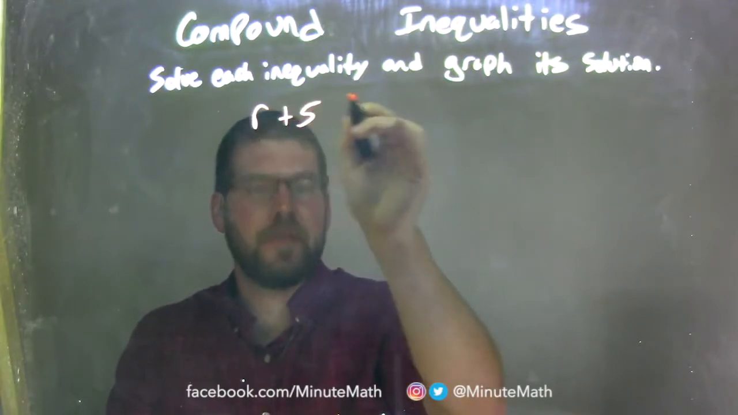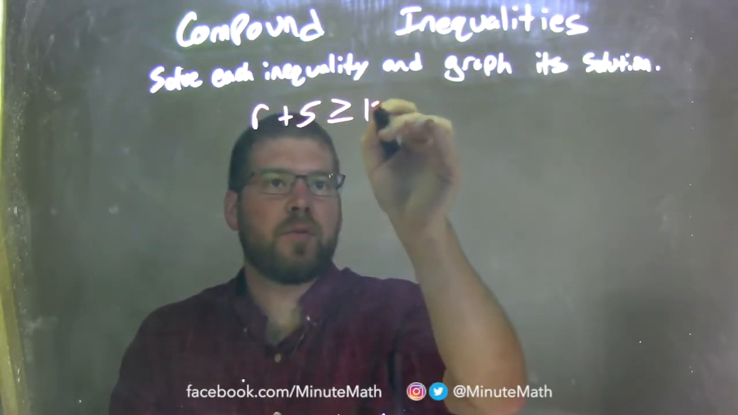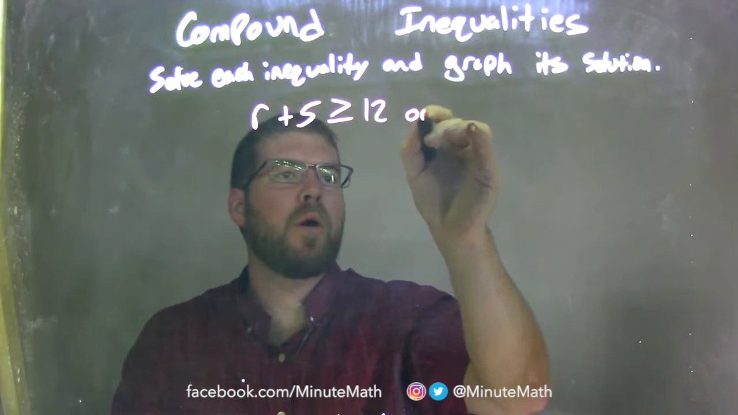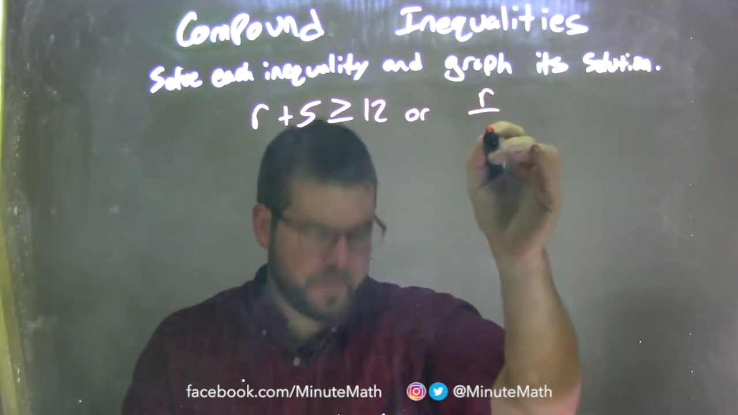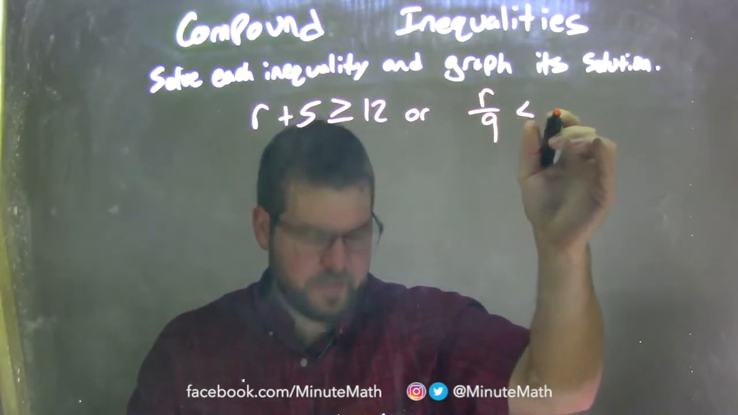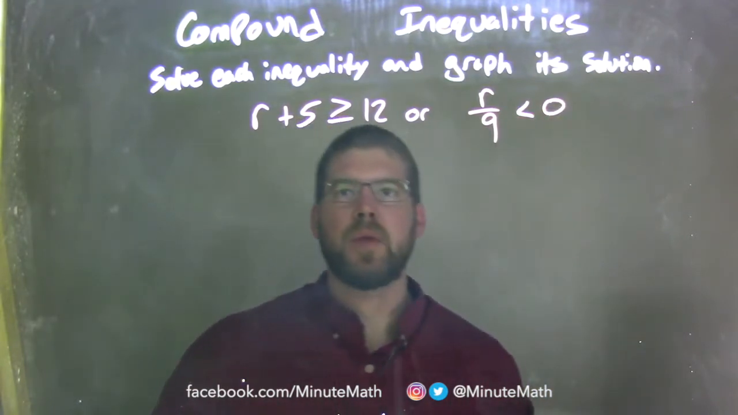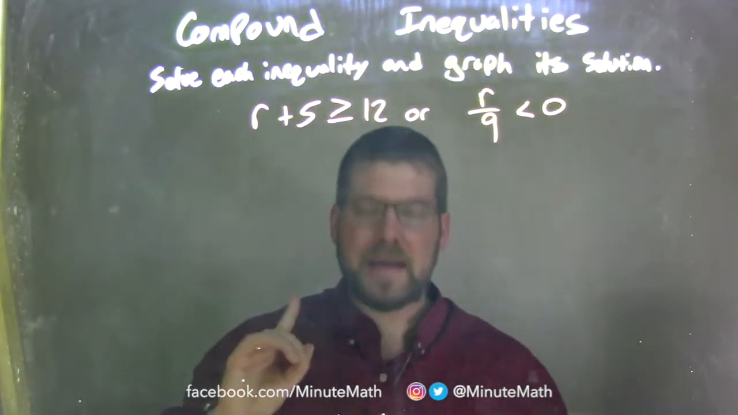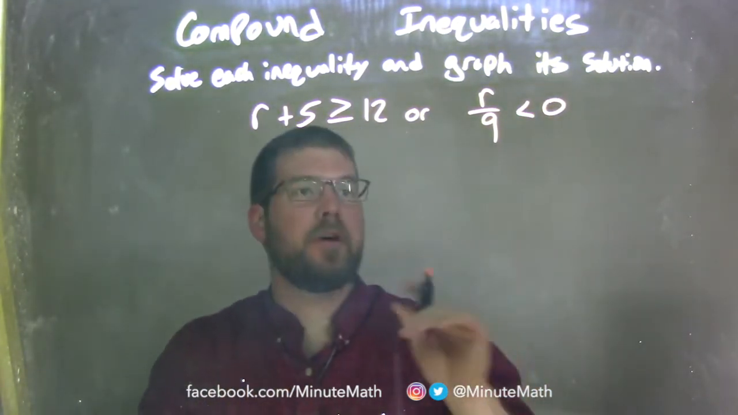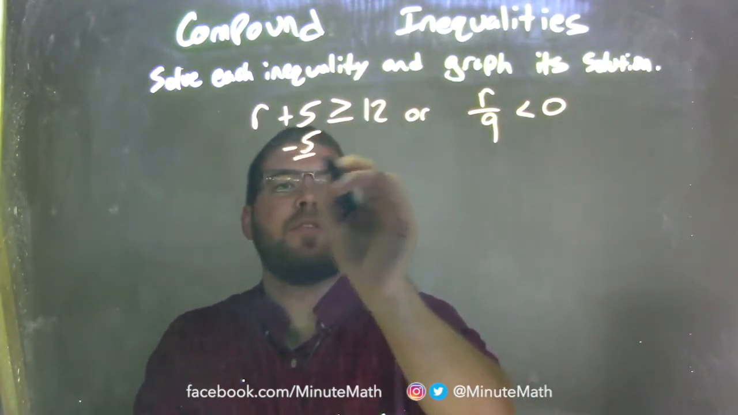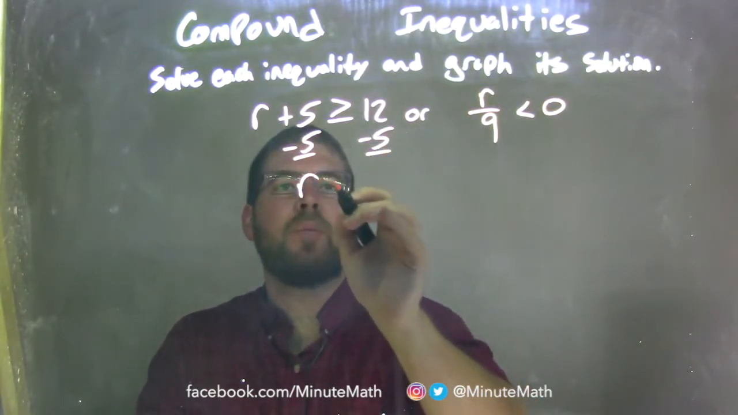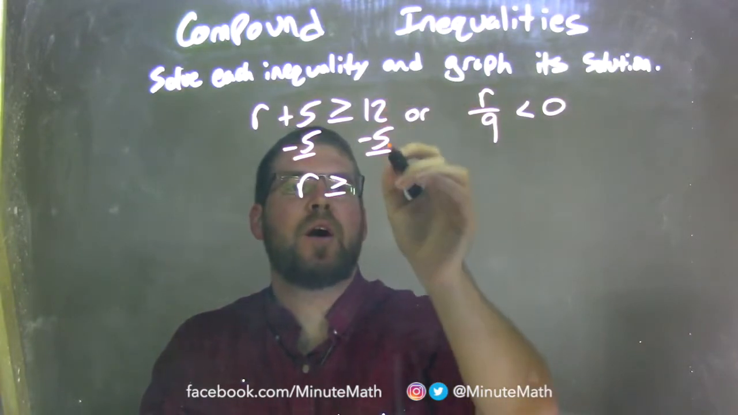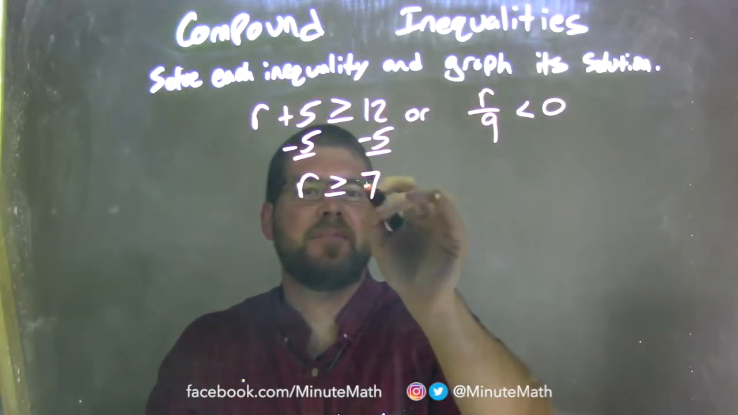R plus 5 is greater than or equal to 12, or R over 9 is less than 0. Okay? So now we want to solve each inequality individually. Okay, let's make sure I have everything. Good. So I'm going to subtract 5 from both sides in this one, leaving me R by itself is greater than or equal to 12 minus 5, which is 7.